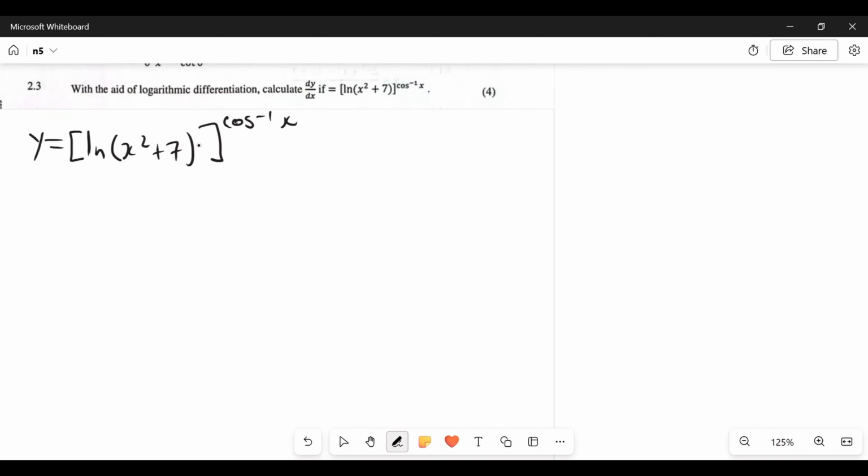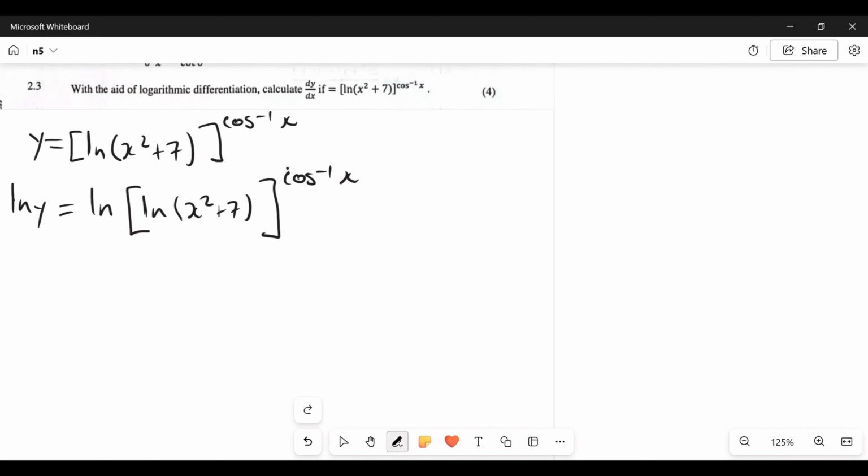There we go. So here we need to introduce log for both sides. The trick here is that this one has ln already, but for the fact that arc cos x is the power of everything, we have to introduce ln on both sides. So if you introduce ln on the left hand side, we're going to have ln y, and then on the right hand side we're going to have ln, and then ln open bracket x squared plus 7 close bracket, and then we have the power of arc cos x there.